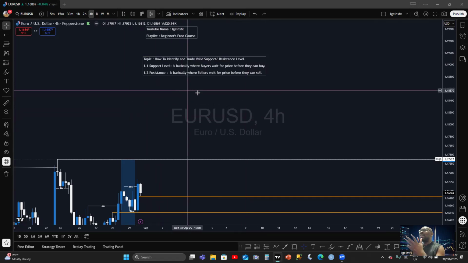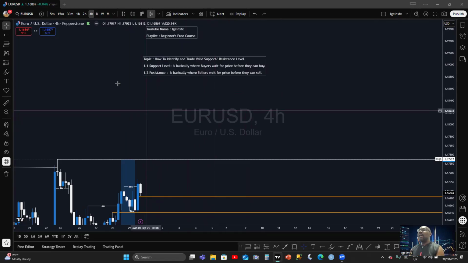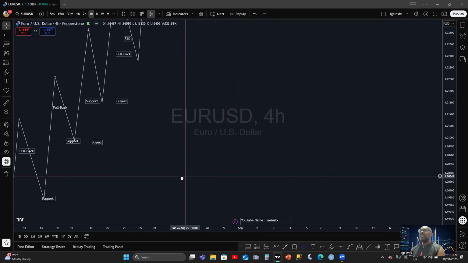It's basically where sellers wait for price before they can sell. That is a resistance level. A support level is basically where buyers wait for price before they can buy. When they want to buy an asset, there's a level where they will wait for price to come to, price will come to that level, they buy. Sellers will wait for price to come to that level, that is the resistance level, before they can sell. Now, this is how it is.